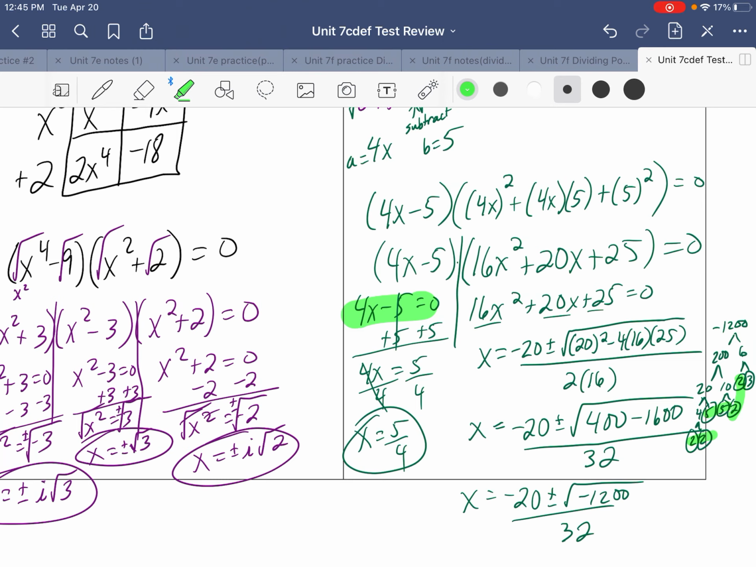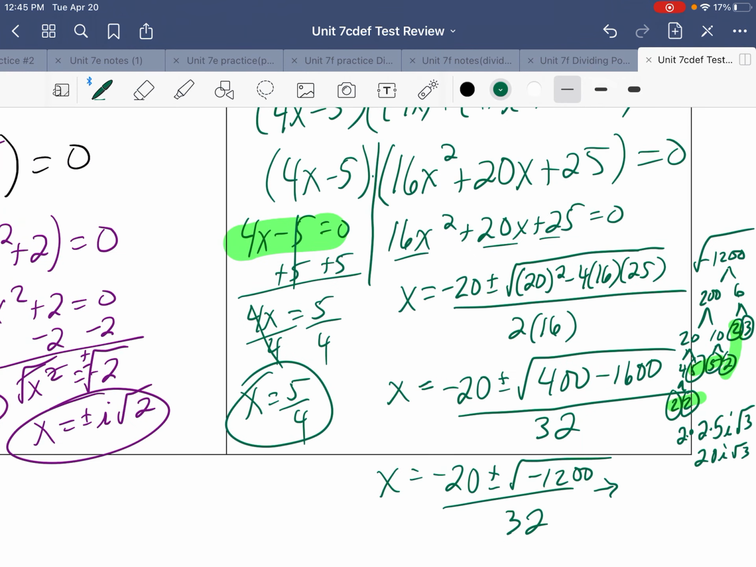So 2 times 2. This is going to end up being the square root of negative 1200 is 2 times 2 times 5. Don't forget the i, and then it looks like there's only a 3 left over. So 2 times 2 is 4 times 5, 20i square root of 3. Okay. I don't know if I'm going to have enough room for this. x equals negative 20 plus or minus 20i square root of 3 over 32.